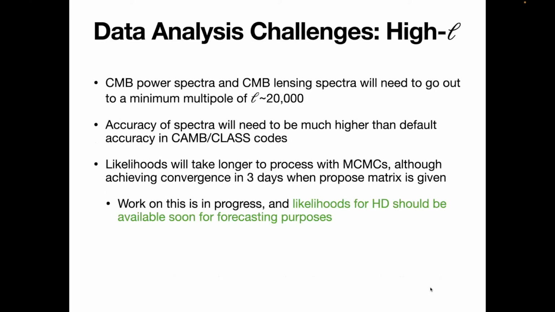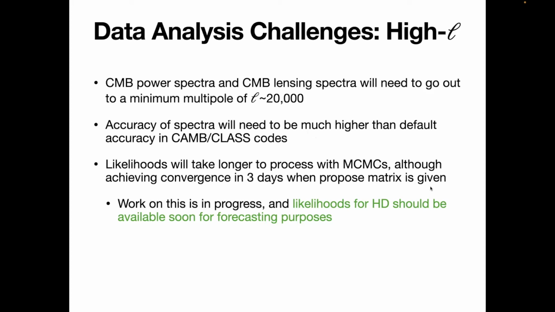Another, more immediate challenge for forecasting is just the high L's that we're talking about. At a minimum, for CMB-HD, where my group is forecasting parameter constraints, you want to go out to a multipole of 20,000 with your CMB power spectra and CMB lensing spectra. We've been playing around a lot with all of the default settings currently in CAMB and CLASS. You definitely need to use high accuracy settings, which do take longer to process.